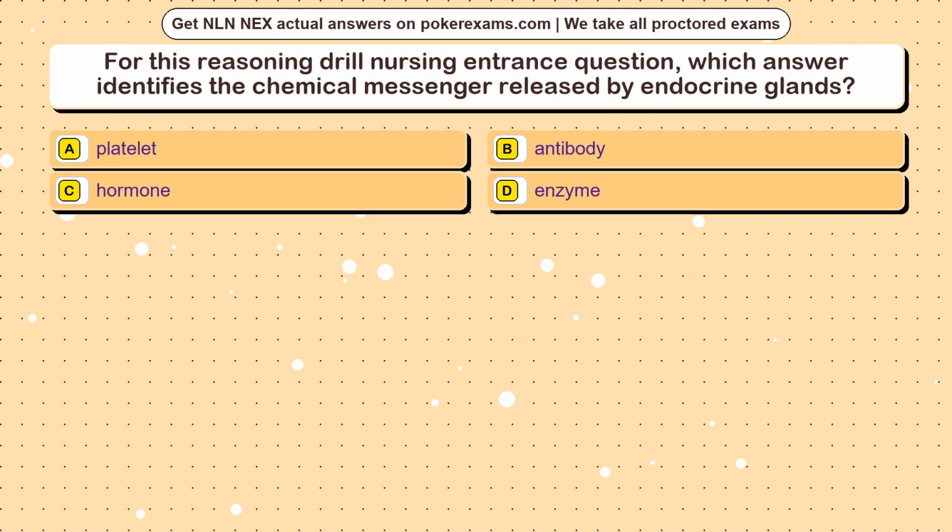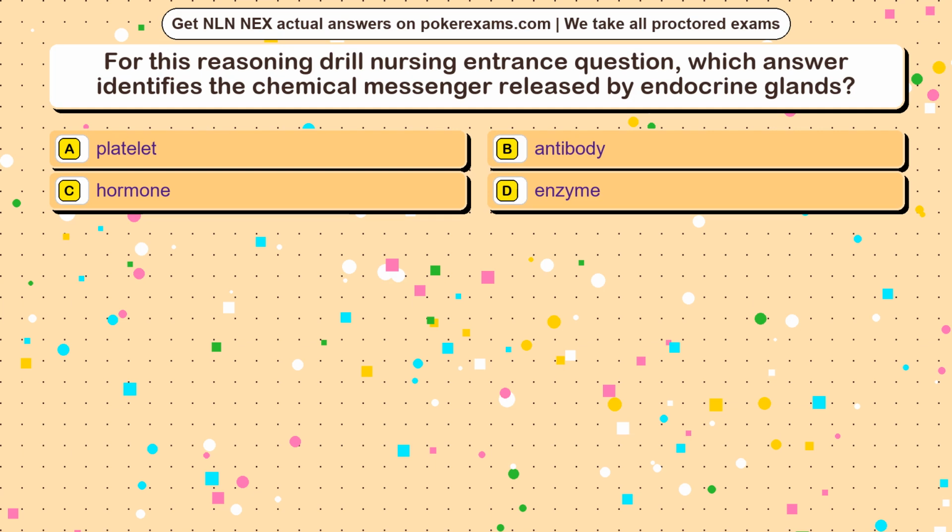Question 13. For this reasoning drill nursing entrance question, which answer identifies the chemical messenger released by endocrine glands? Option A, platelet. Option B, antibody. Option C, a hormone. Option D, enzyme.